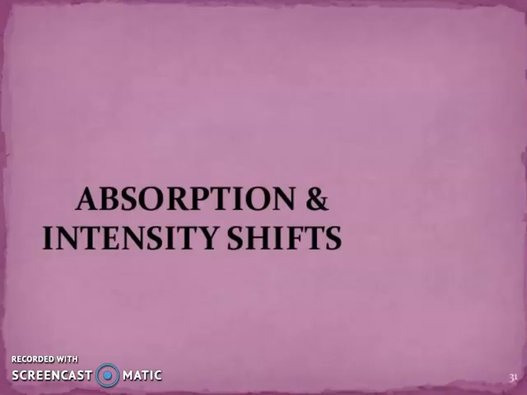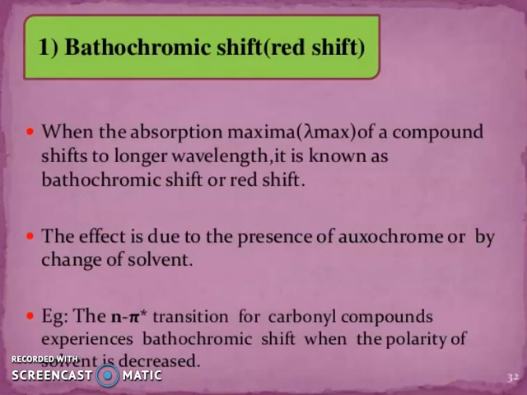So, absorption and intensity shift. Bathochromic shift or red shift. When the absorption maximum lambda max of a compound shifts to longer wavelength, it is known as bathochromic shift or red shift. The effect is due to the presence of an auxochrome or by change of solvent. Example, the n to pi star transition for carbonyl compounds experiences bathochromic shift when the polarity of solvent is decreased.